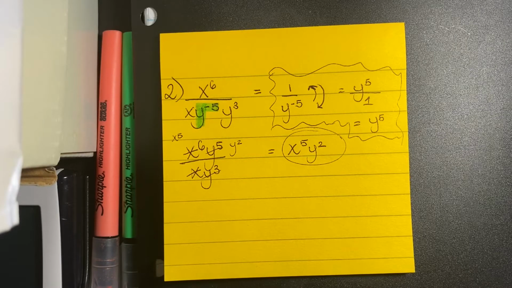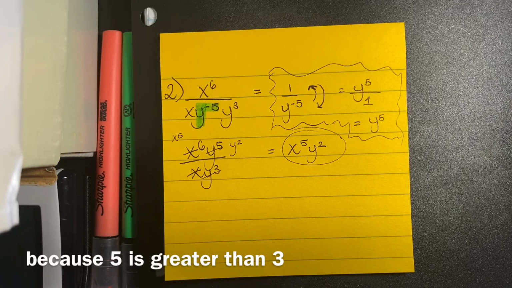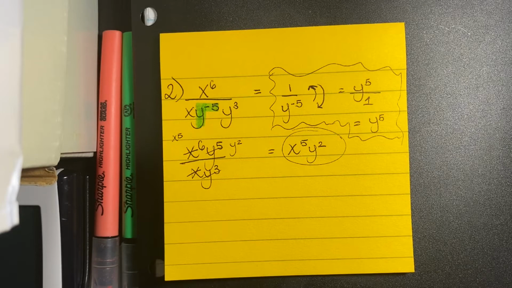So now you end up with x to the 6 being multiplied by y to the fifth divided by x being multiplied by y to the third. So you want to cancel out. So 6 minus 1, so I'm talking about the x's right now. 6 minus 1 is 5. Leave it at the top because it's bigger than the bottom. Y to the fifth being divided by y to the third. 5 minus 3 is 2. So y to the second, and you leave it on top because 5 is greater. And your answer is x to the fifth power being multiplied by y to the second.